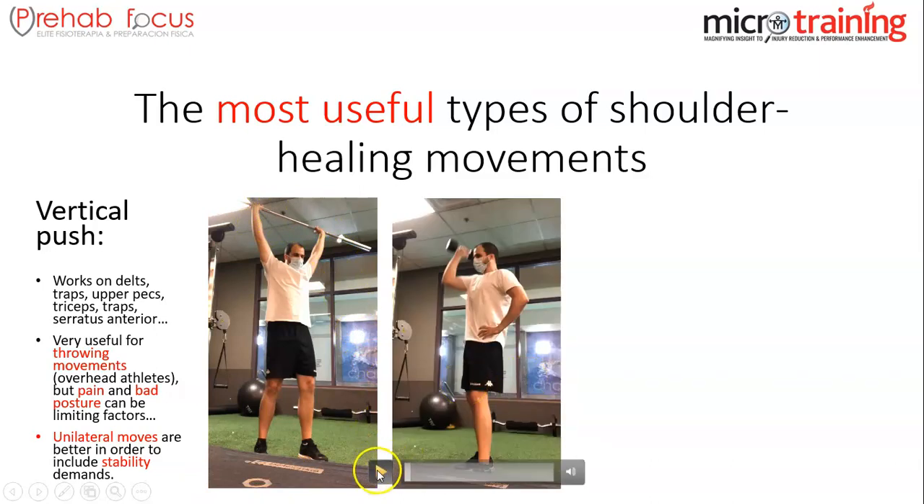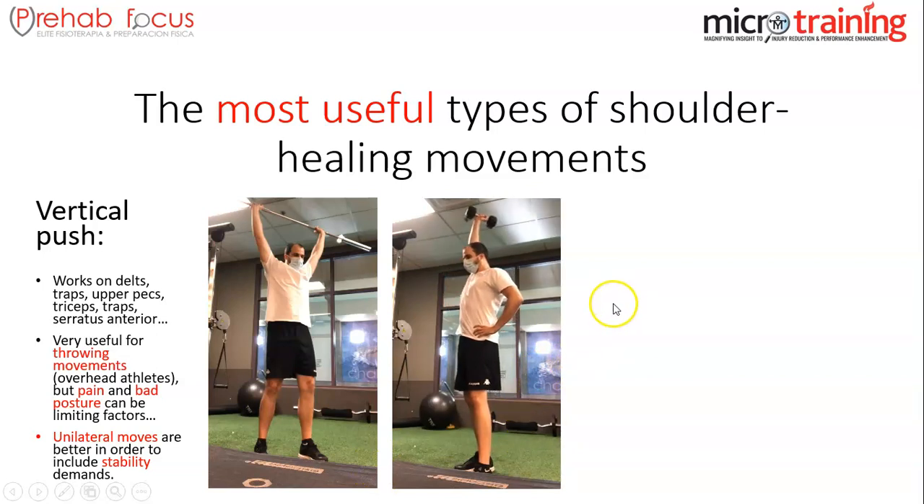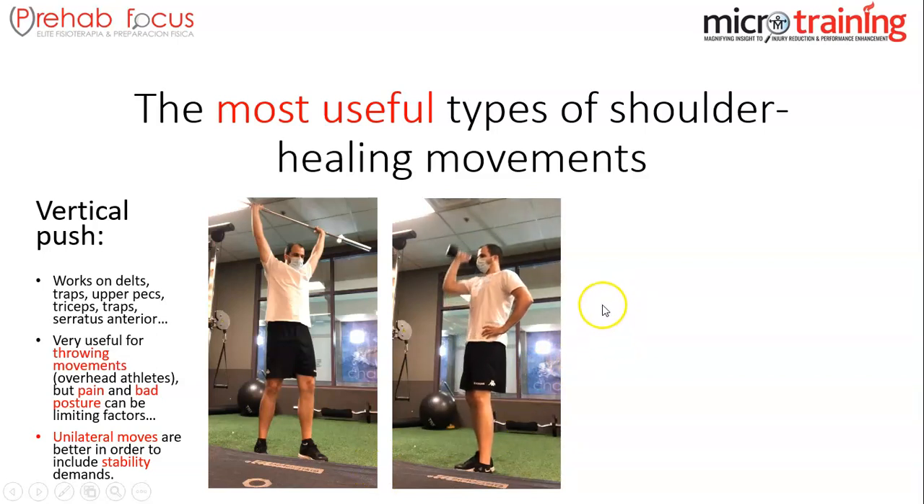Okay, the next one requires a little bit more stability because it's a single arm option. This is the basic single arm dumbbell vertical press exercise.